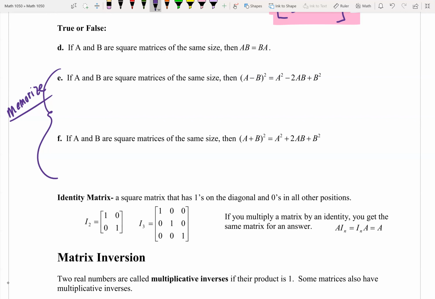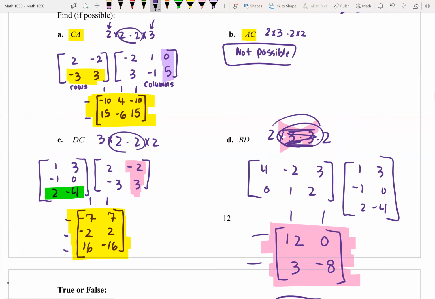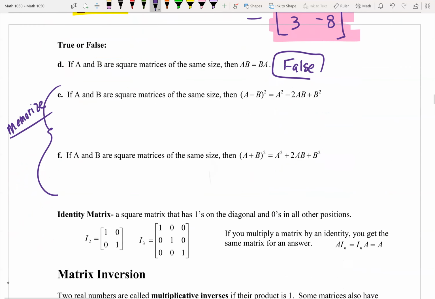If A and B are square matrices, meaning 2 by 2, 3 by 3, 4 by 4, whatever, both the same size and both square, is A times B the same as B times A? True or false? False. We already talked about that. It was example A and B. Remember right here? We said C times A is not the same as A times C. So the answer is just false.